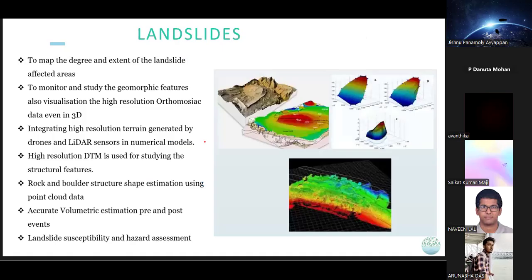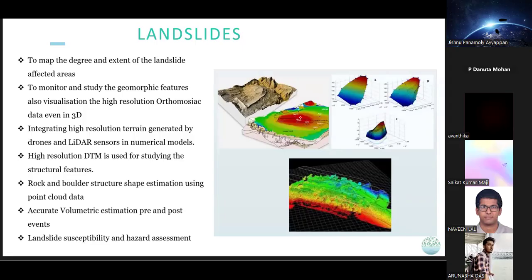Next, coming to the landslide studies. So to map the degree and extent of landslide affected in the areas, we can use drones. To monitor and study the geomorphic features, also we can visualize the high resolution orthomosaic data even in the 3D. So now the studies for landslide, it has been so advanced that there are a lot of softwares, there are a lot of numerical models, which, suppose you are studying the rock falls of an area.